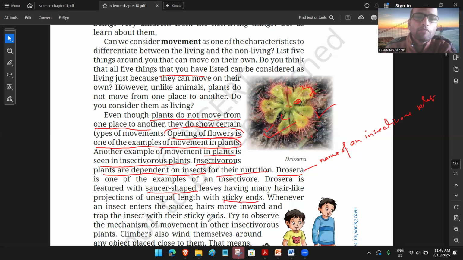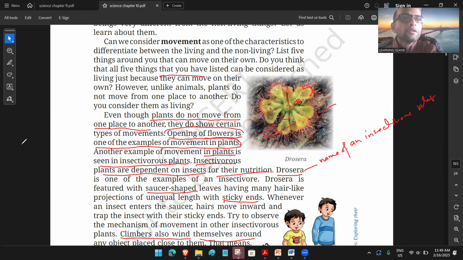Okay. And also another example, see climbers. Climbers also wind themselves around any object to move upward, right? So you just mark all these lines in your book with your pencil, because fill in the gaps or short questions may come from this section. I am telling you the questions and also probable answers, so you can write them down.